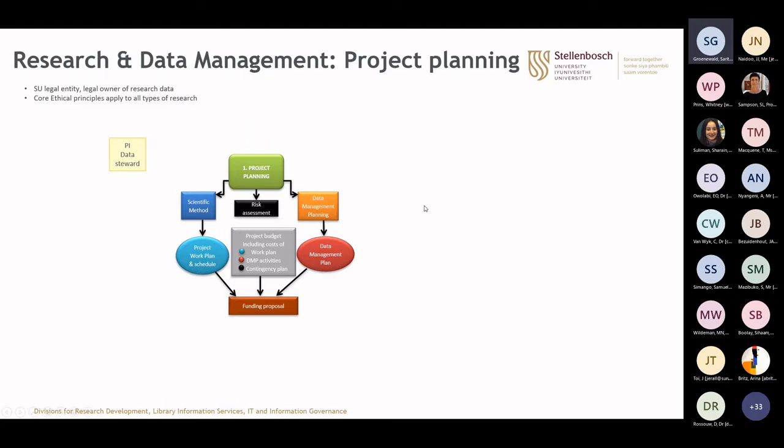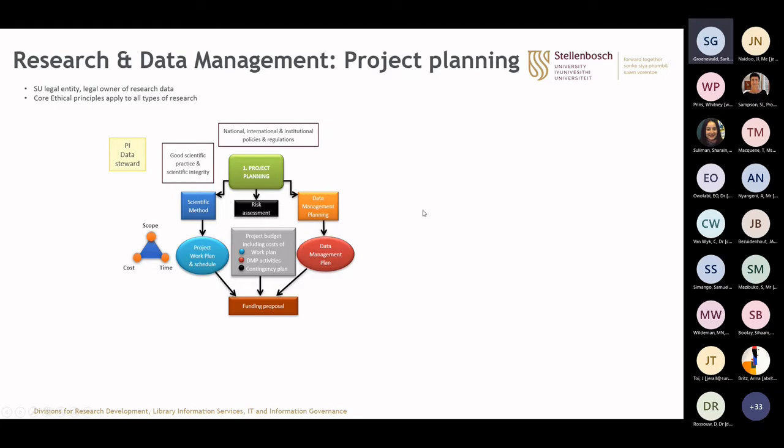Okay, so the planning phase is the most important phase of a research project, as you know. And as I said before, the principal investigator will be the data steward and will be responsible for the planning. Things that are taken into account here are good scientific practice, scientific integrity, of course, all the national and international and institutional policies and regulations, good project management skills, and you will use the scientific method to create a work plan and a work schedule.